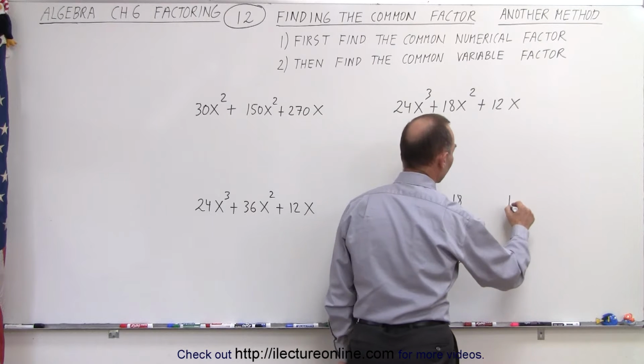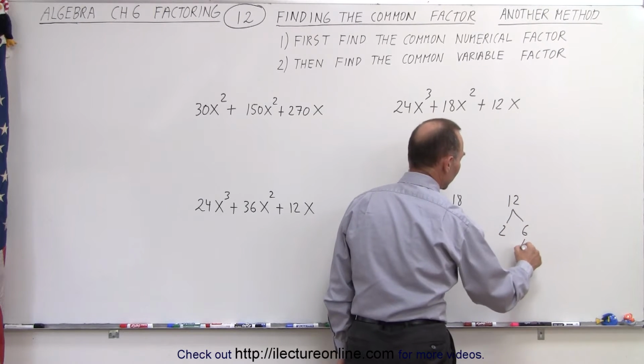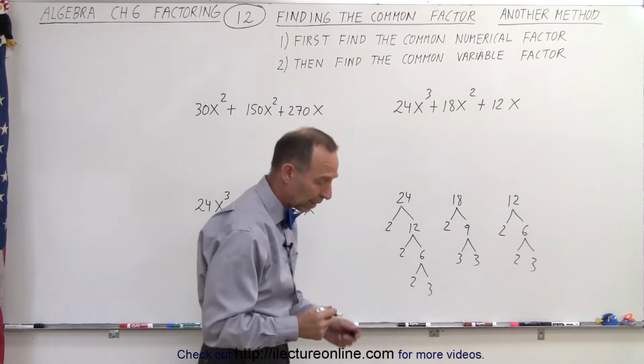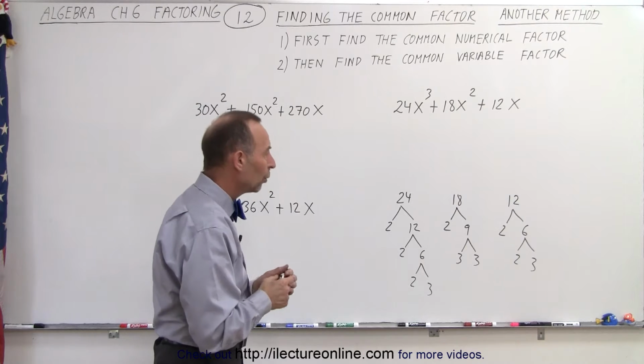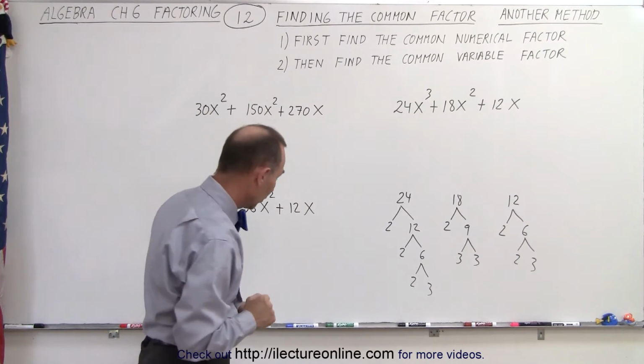And finally, we do the same for 12. We can divide 12 by 2 to get 6. We can divide 6 by 2 to get 3. And so the factors of 12 are 2 times 2 times 3. Now, the common factor for all three can be found as follows.